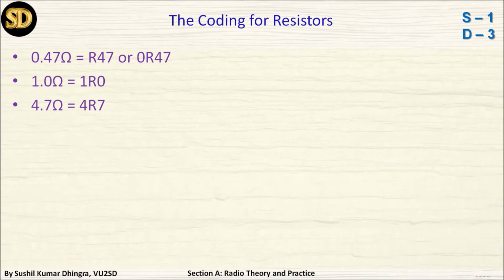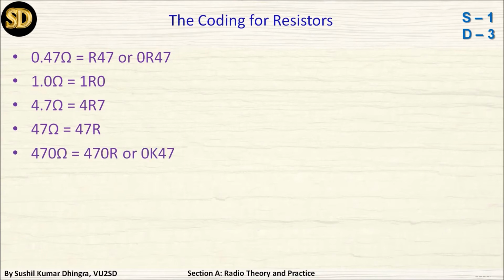You have to understand this concept, because I have not seen anybody taking a class on this topic, and students are mostly confused. Sir, what is meant by R, 4R7, 1R0? This kind of question will come in examinations also. So keep this concept in your mind. When it is 47 ohm, you can write 47R, 470 ohm, 470R. Now you may convert this 470 ohm to kilo ohm. In such a case, it will be equal to 0.47 kilo ohm, or in simple words 0K47.